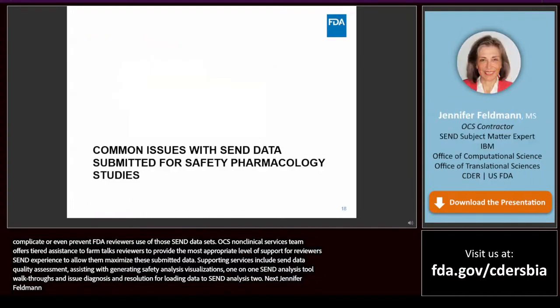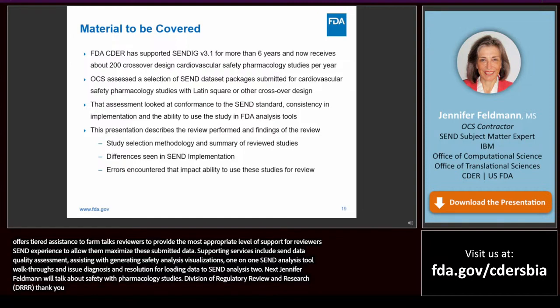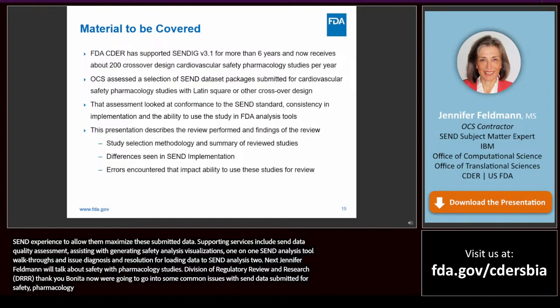Thank you, Benita. Now we're going to go into some of the nuts and bolts of SEND for safety pharmacology studies. FDA CDER has been supporting SENDIG 3.1 for more than 6 years and now receives about 200 crossover design safety pharmacology studies per year.